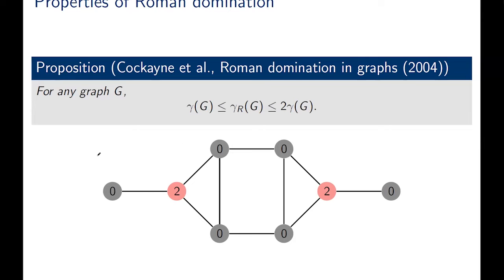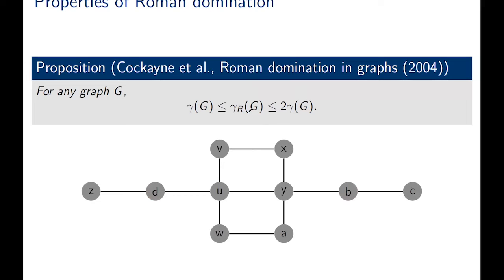So for example, for the graph we considered at the very beginning, the Roman domination number is 4. And the domination number is, we can take just those 2 vertices with blue tick, and we cannot do this with just 1 vertex. So the domination number is 2. So it's 2 times 2, and we see that for this graph we have equality in the upper bound.